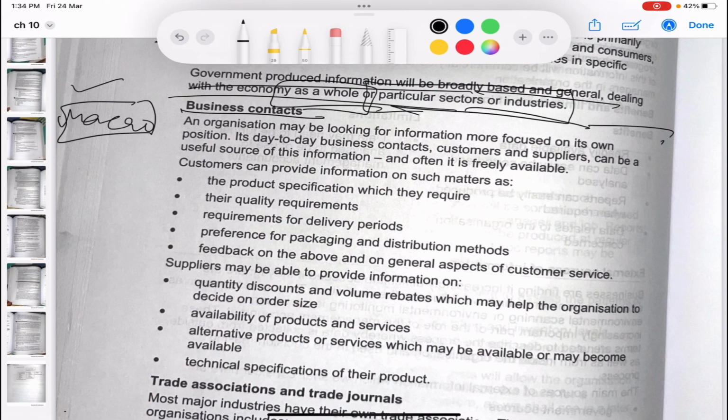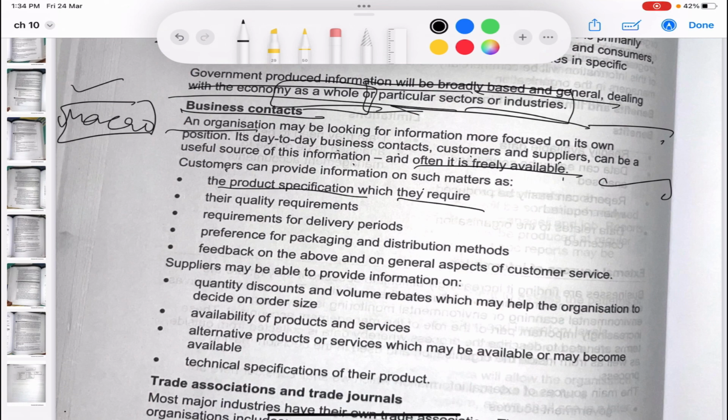So they are referred to as my business contacts. An organization may be looking for information more focused on its own position. Its day-to-day business contacts, customers and suppliers can be a useful source of this information, and it is often freely available. Customers can provide information like the product specification which they require.